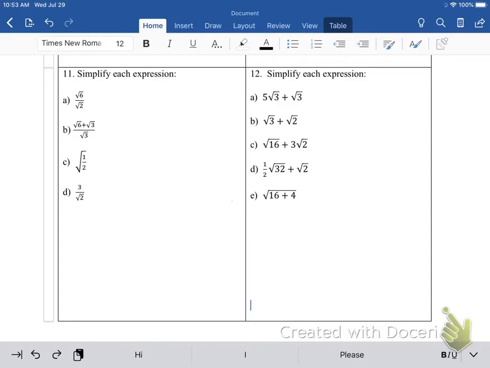So a couple things. Notice a lot of these radicals in number 11 have radicals in the denominator. Okay, so that's one rule we have, that in order to be simplified, there can be no radical in the denominator. Okay, so that's not allowed. So, depending on your situation, you have a number of options for dealing with that. First off, let's introduce a rule.